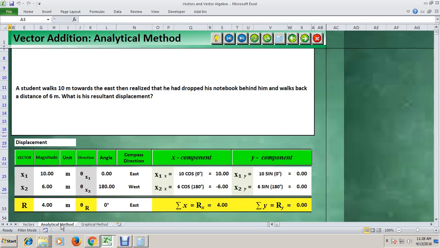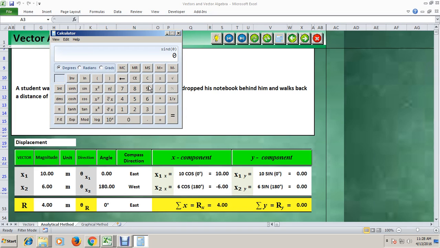Therefore, when we compute the components of each, we will be employing cosine to compute for the component in x, and sine to compute for the components in y. Again, cosine 0 is 1, multiply that with 10 gives you 10. Cosine 180 degrees gives you negative 1. You multiply that with 6, that would give you negative 6.